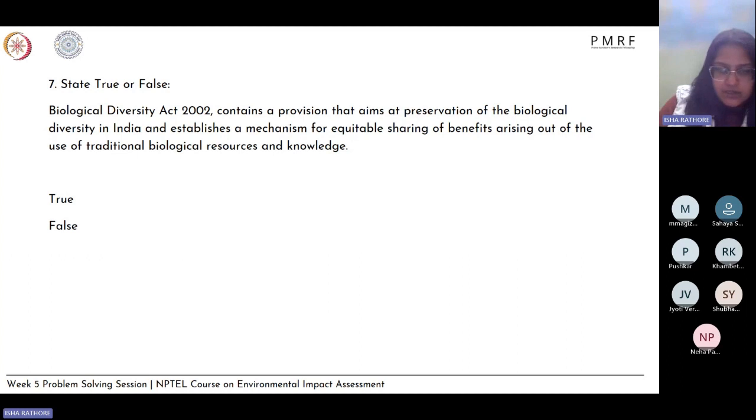Okay, so this statement, we have one answer which is A. So the statement is also true. That is the intention of the Biological Diversity Act, which is also known as the Convention on Biological Diversity, the CBD, and it has two aspects to it. First is the conservation of biodiversity, the preservation and conservation of biological diversity, and the second is the equitable sharing of knowledge and resources. So the statement covers both of these aspects. So the statement is true.